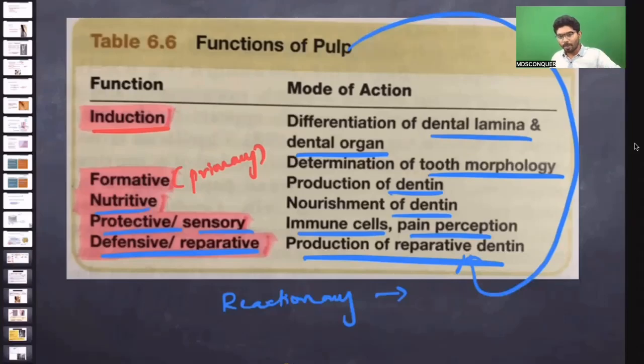So what is pulp doing? Pulp is giving food to the dentin. Pulp is protecting the dentin. Pulp is producing the reparative dentin. So it is helping in all the ways, like a good friend.